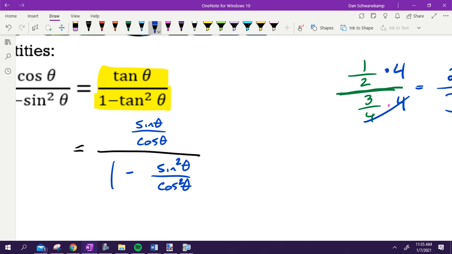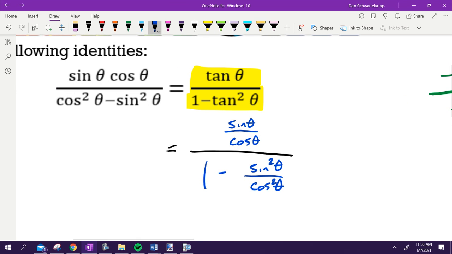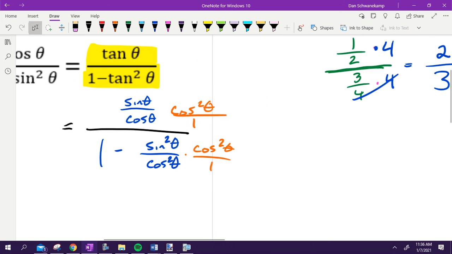As we look at this problem, I don't like it because it's got cosine squared in the denominator. I want to get rid of that. Anybody got an idea on how I could get rid of cosine squared? Multiply the top and bottom by cosine squared. Great. Now pay attention to that. I'm going to multiply the top by cosine squared. That's like cosine squared over 1. And I'm going to multiply the bottom by cosine squared. You can make it over 1 if you'd like to, but I'm multiplying the top and bottom.